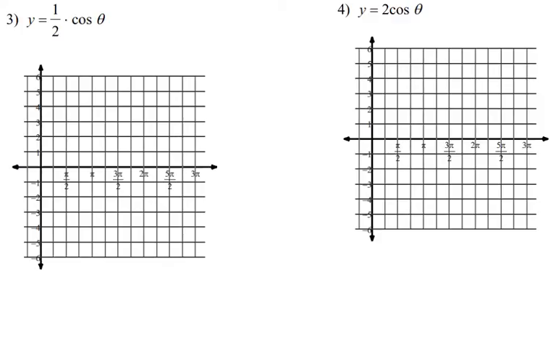So it's always a good idea to draw that standard parent graph for cosine, which would look like this. Amplitude of 1 at 0, down to the midline at pi halves, below amplitude at pi, midline at 3 pi halves, and then at 2 pi we finish our period. Okay?